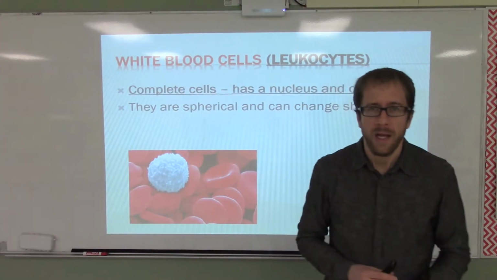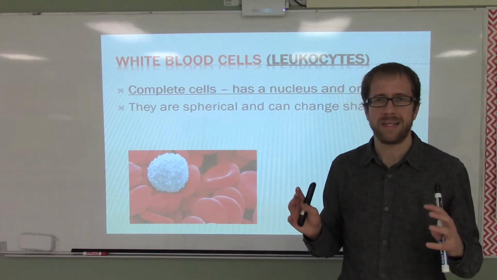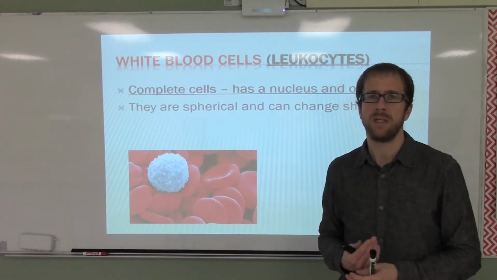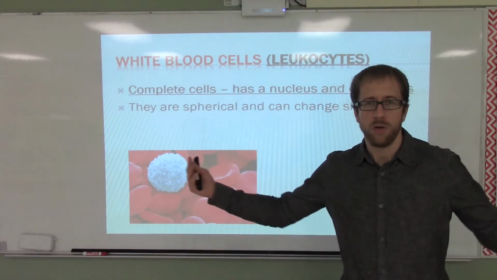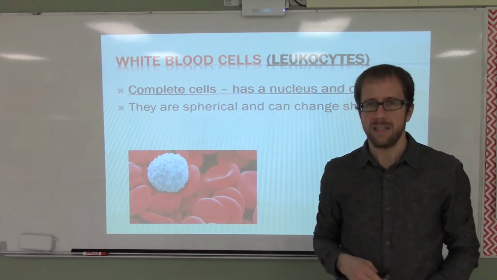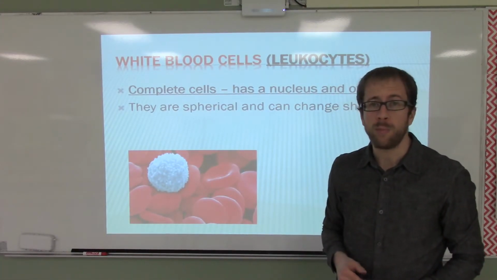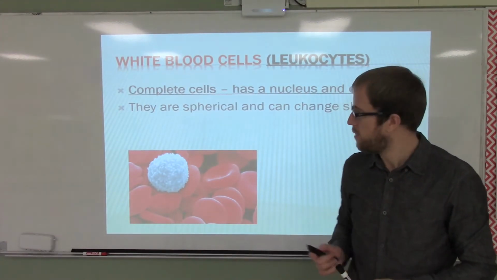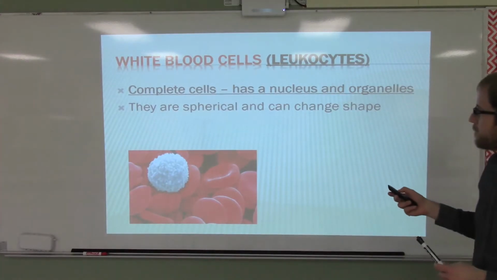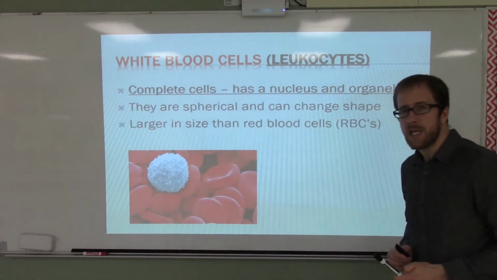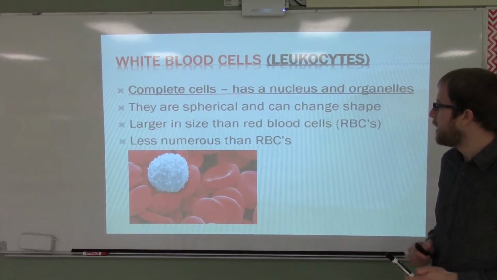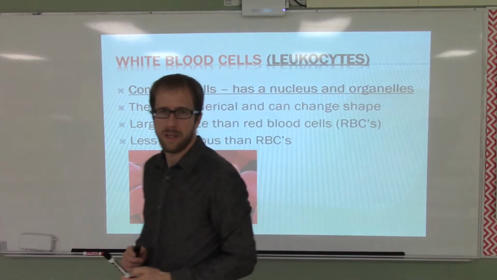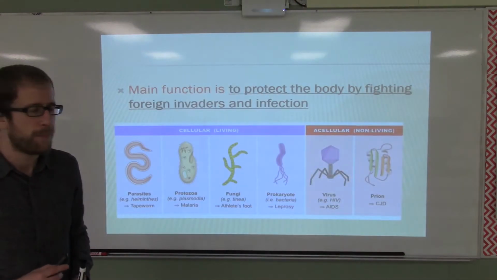Some of them exist in your blood as an army of macrophages. If you remember from the first unit, phage to eat, right? Macrophages, they eat up nasties in your body. You have an army of them in your blood that can actually change their shape and squeeze through capillaries. Now, they are larger in size than red blood cells, and they are much less numerous than red blood cells as well.